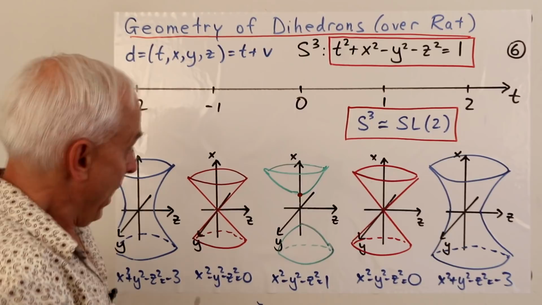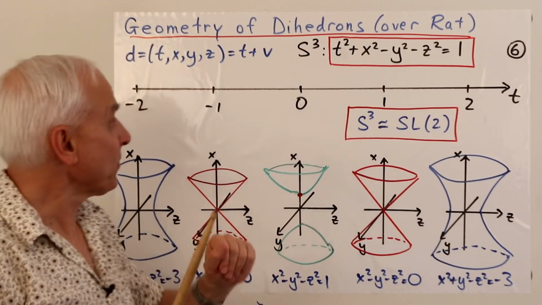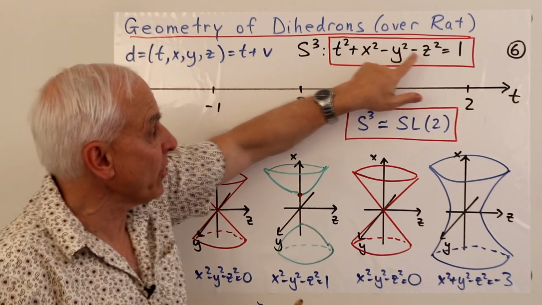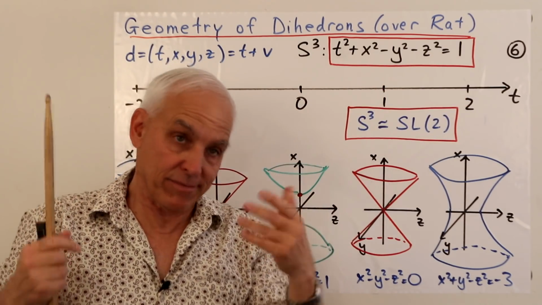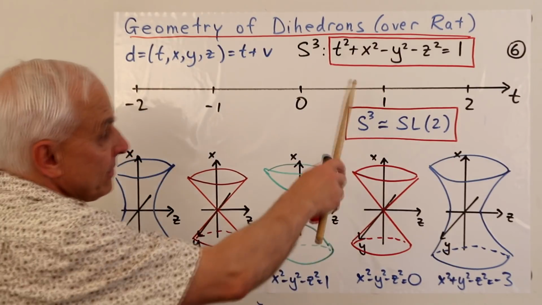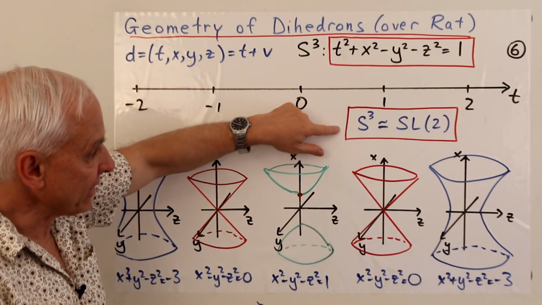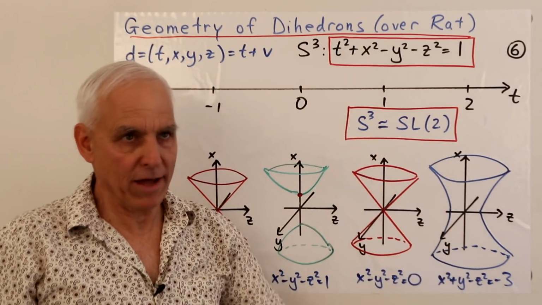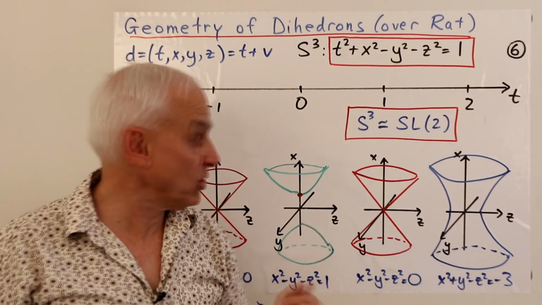Okay? And if we're interested, say, in trying to understand the sphere, so the sphere would be t squared plus x squared minus y squared minus z squared equals 1. This is the three-dimensional sphere in this kind of dihedral geometry. But it's not the same kind of Euclidean sphere that we're used to. And in mathematics, this usually has the name of SL2. Okay, so it's a very important mathematical object, sort of the heart of a lot of number theory and representation theory.